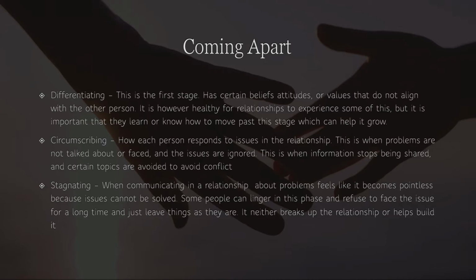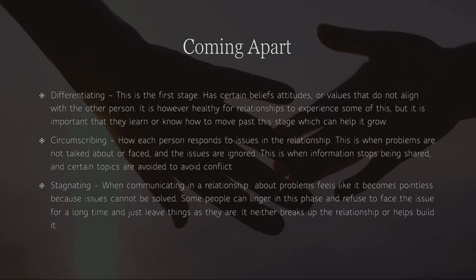After this is stagnating. So this is when communication in our relationship about problems feels like it's becoming pointless. Issues aren't being solved, and people can usually linger in this stage for even a long time, such as months or years. And it's not really a breakup, but it's also not moving forward and solving issues that are being had in the relationship.